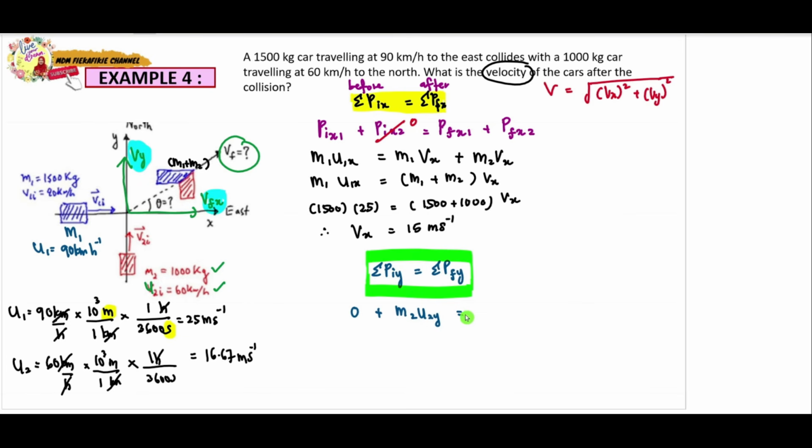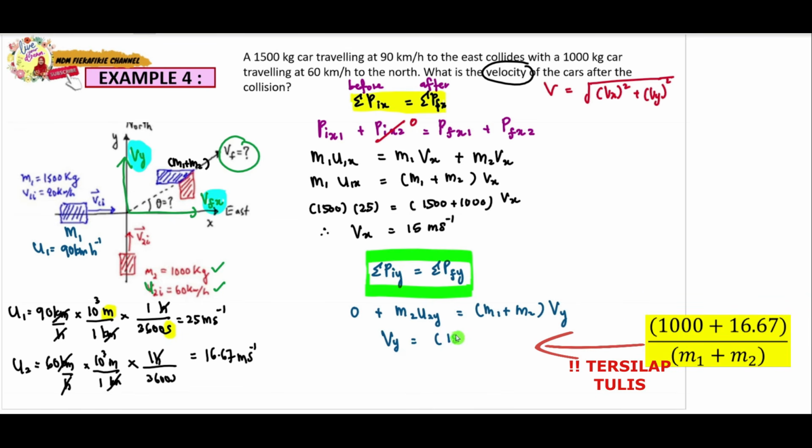U2Y equal to, after collision, they are moving together, right? So, VY. So, therefore, we can write VY is equal to M1 plus M2. Okay, we substitute all the values. Okay, and then over M2 is 1000 times U2Y. U2Y is given, so kita dah kira 16.67 meter per second. Therefore, VY is equal to 6.67 meter per second.